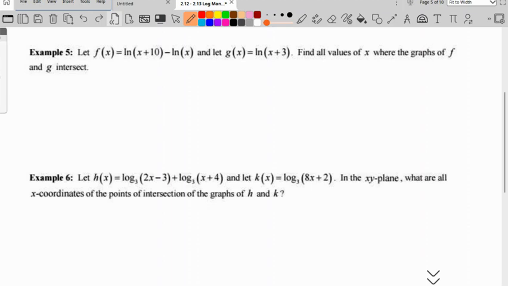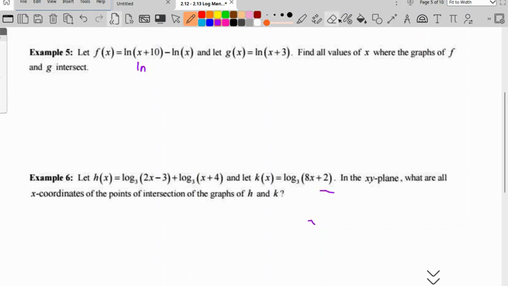It says, let f of x equal the natural log of x plus 10 minus the natural log of x. Let g of x equal the natural log of x plus 3. Find all values of x where the graphs of f and g intersect. So what are we looking for? Where the two equations are equal to each other. So we're going to set them equal to each other. Remember when we've been using the calculator to solve for the function equals 3,000 or something? We put 3,000 on one side and the equation on the other, and we look for where they're equal. So that's where they're going to intersect when we do it graphically. That's all we're doing here. So this is just a word problem that reminds us to use that strategy with the natural log.